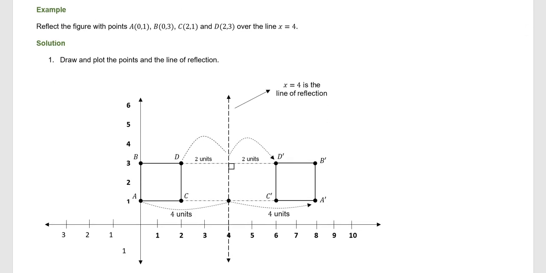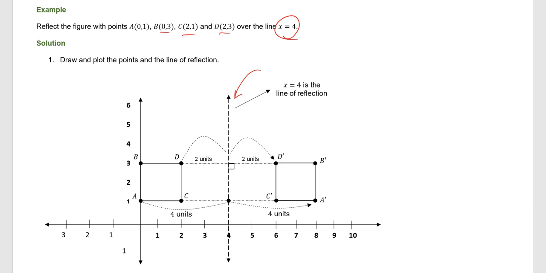Here's another example. Now we have a figure, so essentially a square, with the following coordinates for its vertices, or corners. And we need to reflect it over the line x equals 4, which is this vertical line right here.